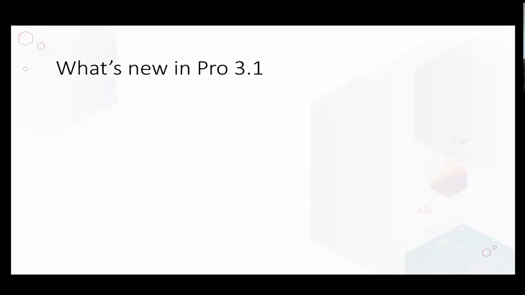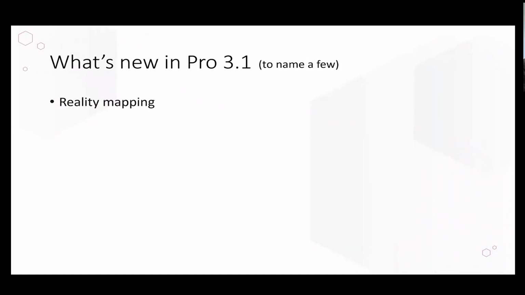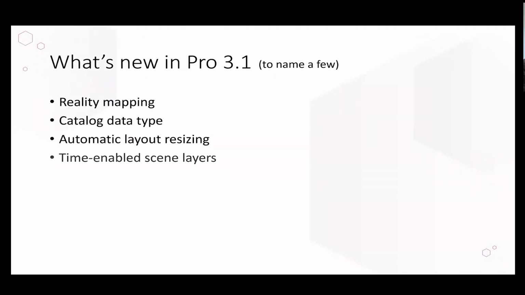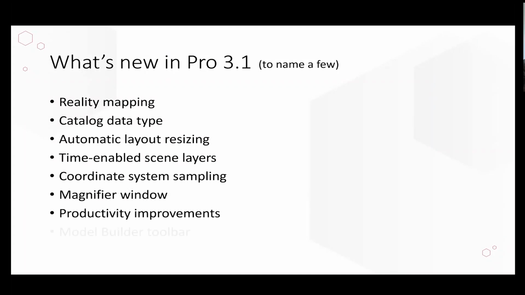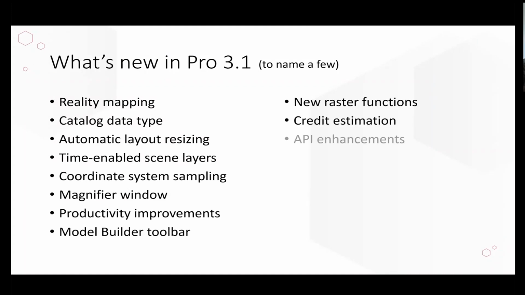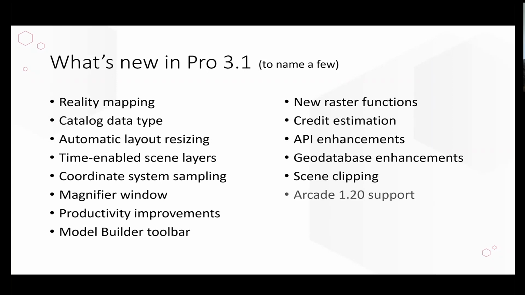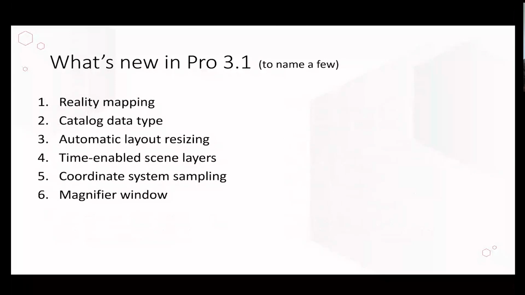Now, in the latest release of the software, we saw quite a few new interesting features, a few of which are appearing on the screen now. Features including reality mapping, the new catalog data type, new raster functions, and so on. And as much as I'd love to go into all of these features, in the interest of time, I've handpicked the top 6, which I've found the most interesting, novel, and useful, that hopefully I can talk you through today.